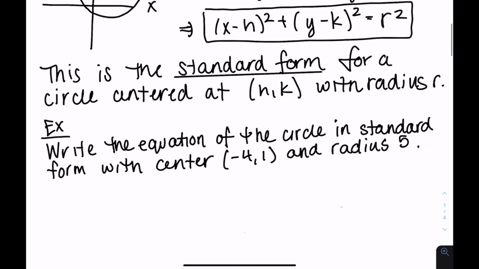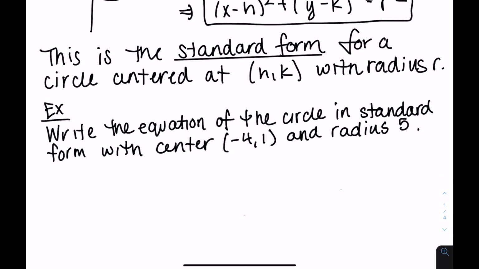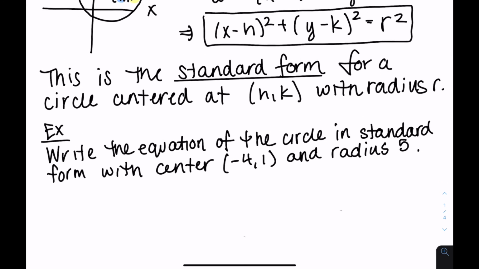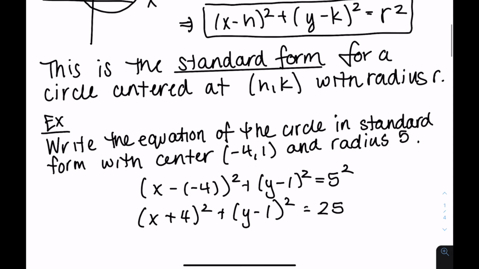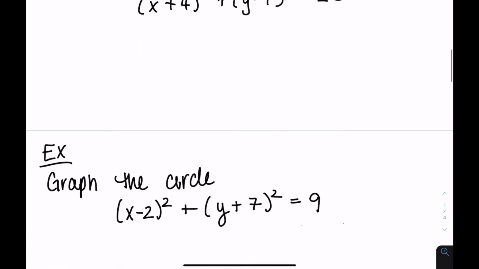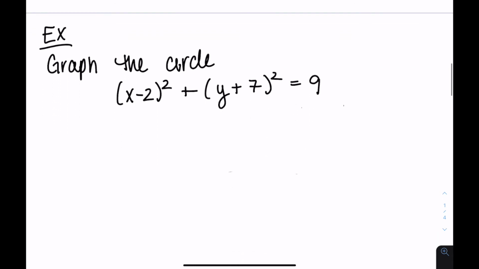So let's look at a simple example. Let's write the equation of the circle in standard form, given that the center is (-4, 1) and the radius is going to be 5. So we take x, subtract the x coordinate of the center, add to it y minus the y coordinate of the center, and that needs to equal the radius squared. So we get (x plus 4) squared plus (y minus 1) squared equals 25. So that is the standard form for this particular circle.